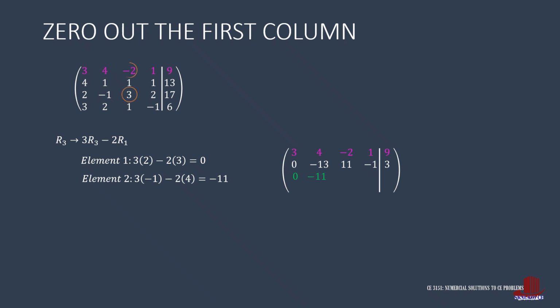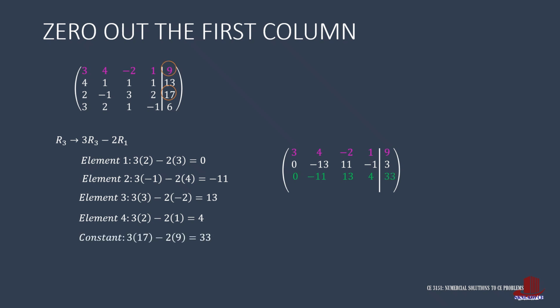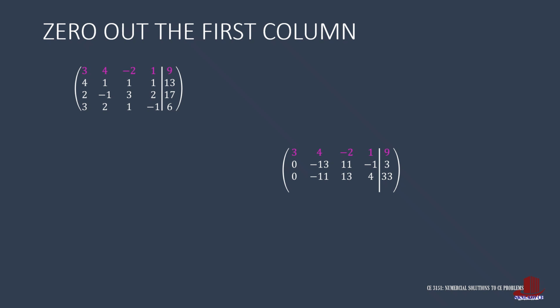The third element is 3 by 3 minus twice of negative 2, resulting to 13. For element 4, 3 times 2 minus 2 times 1 is 4. And for the constant, 3 times 17 minus twice of 9 is 33. Now we have zeroed out two elements under column 1. There's one more from row 4.